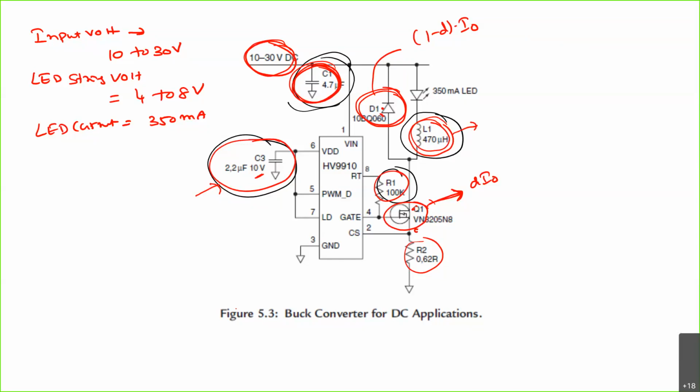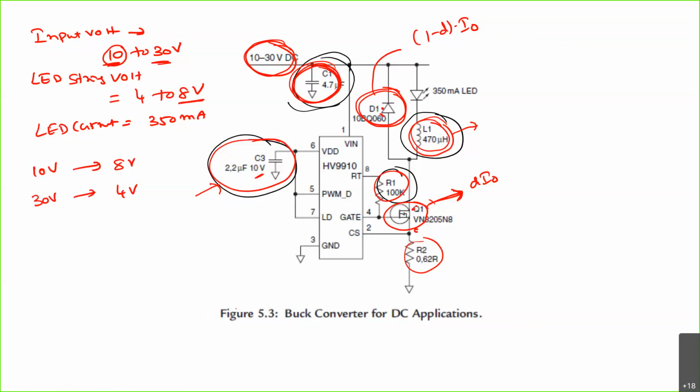Okay, so here the range is given, so we need to consider the worst cases. Let us assume that the input is 10 volts and the output is 8 volts. Okay, that is the extreme case. The other extreme case is the input is 30 volts and the output is 4 volts. Is it clear?